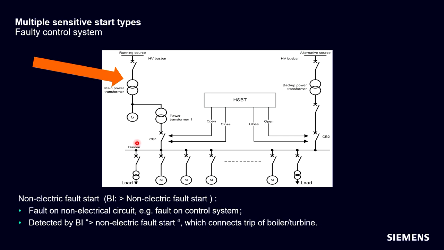We can have a problem in a control system, for example, the cooling system of a transformer or the cooling system of a generator. This is not an electrical fault start. This is a mechanical fault start, for example. Therefore, we can also use a binary input to start the transfer by a trip of a boiler, of a turbine, or of a control system for the fans of the transformer, for example.